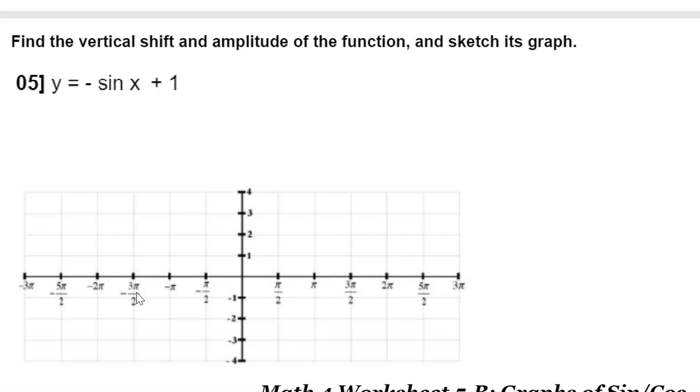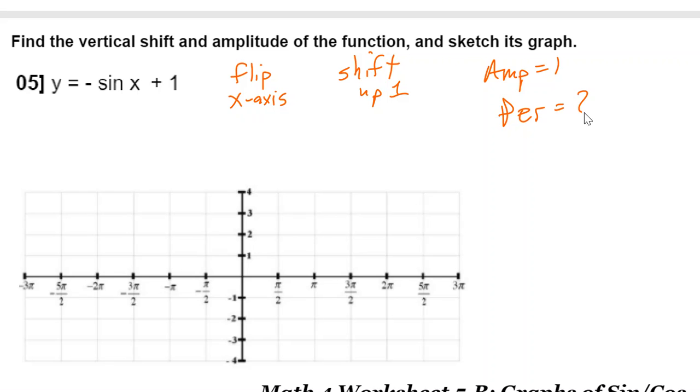Now this one, the negative means that we are going to flip on the x-axis. +1 means that we are going to shift 1, and then our amplitude and period are parent function. So we are shifting up 1 on the green line.